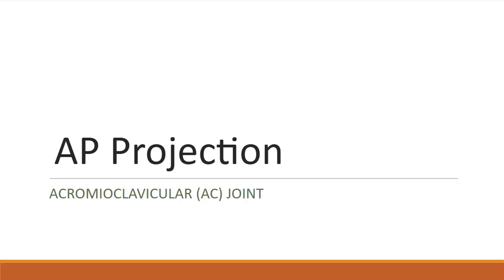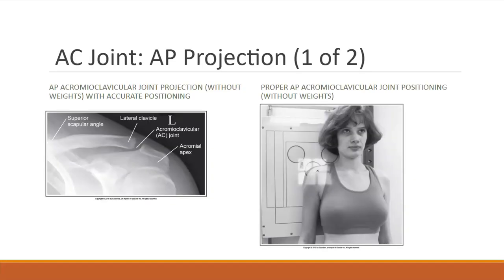We're going to quickly review AC joints. Commonly, they are done bilaterally at most institutions. However, I only have a few images that represent that, which we will get to after we review the image analysis guidelines. Image analysis guidelines for the AC joint AP projection state that the lateral clavicle is horizontal.